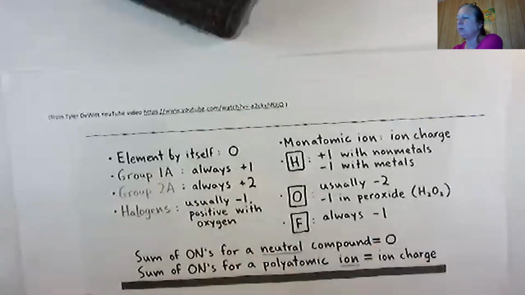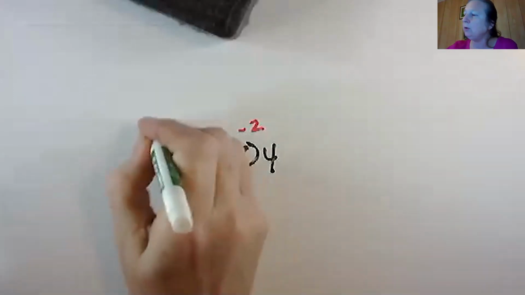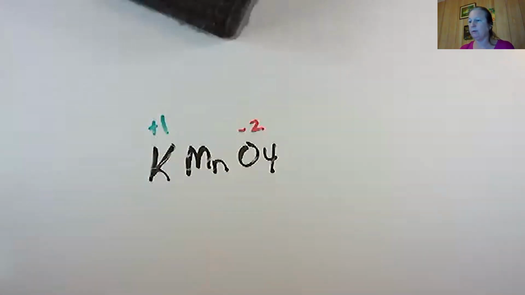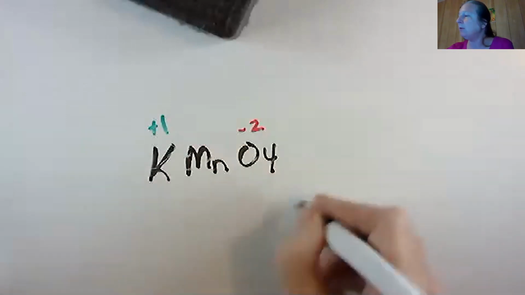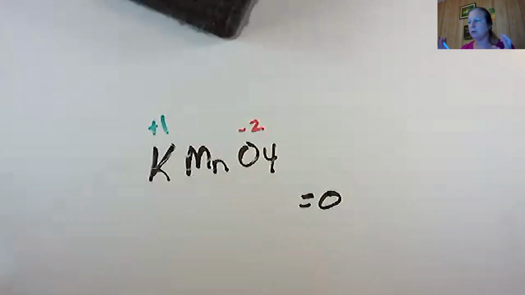And according to our rules, group 1A is always +1. Let's make that +1. We do not know what manganese is. We don't have a rule for manganese except for the fact that the sum of these has got to equal 0 because this has no charge. We're looking at the whole molecular ionic compound. In this case, it has a net 0 charge.